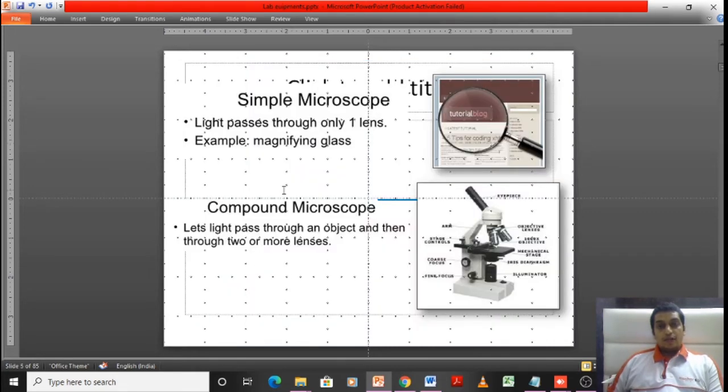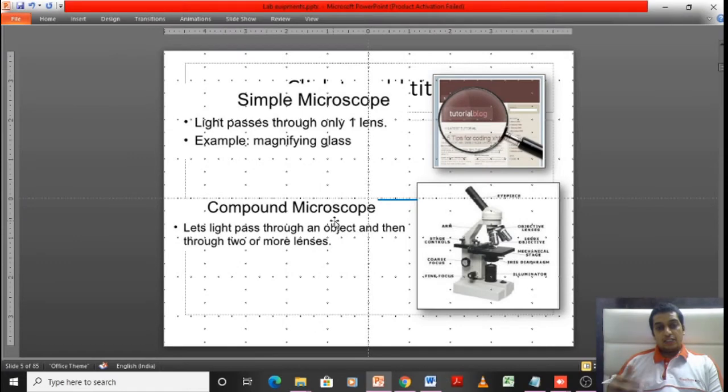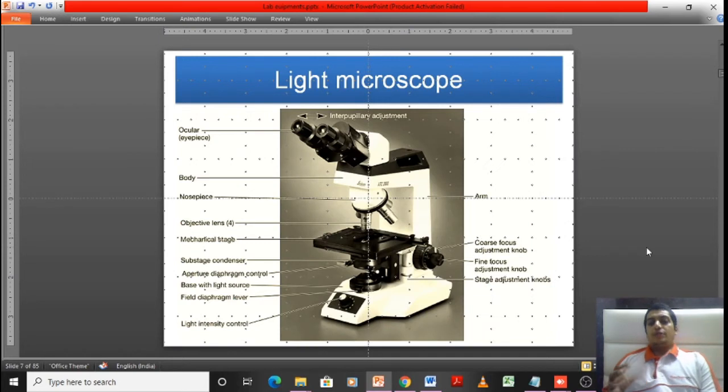So a simple microscope, as we had already discussed, uses only one lens, that is a magnifying glass, through which light passes through the object, and if we are using two or more lenses, that is a compound microscope. This is a picture of a light microscope, and it has many different parts. Broadly we can classify these parts into the lens system or optical system and the mechanical system. The mechanical parts provide the structure or scaffold to the whole microscope, that is to the optical system or lens system.